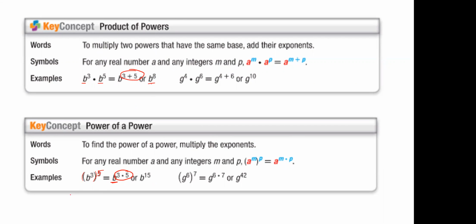Because b to the 3rd power raised to the 5th power means b cubed times b cubed times b cubed times b cubed times b cubed. The product of powers rule states that you add the exponents. Well, 3 plus 3 plus 3 plus 3 plus 3 is 15. But a shortcut to repeated addition is to multiply. So instead you would just multiply 3 times 5 instead of adding 3 five times.